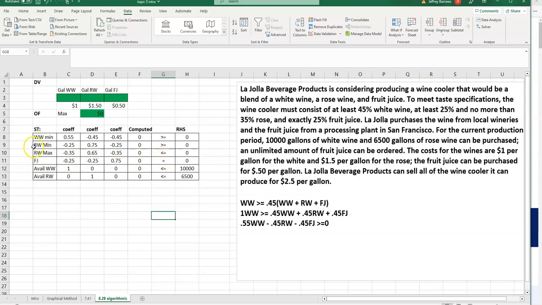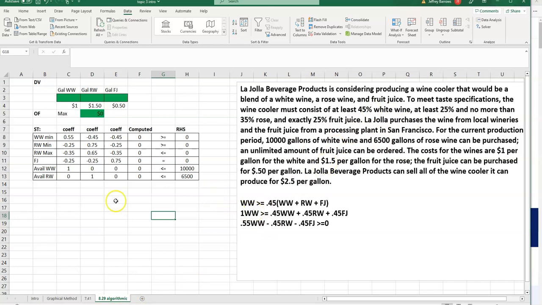But as you go through and write mathematically, you write the constraints for the rosé min, the rosé max, and the rosé fruit juice. Just keep this in mind, and this will get you to exactly the coefficients that I have here. Just remember when you do your problem, because this is algorithmic, these percentages may be a bit different.